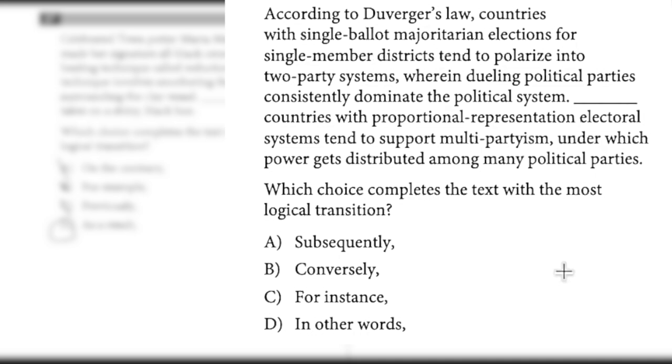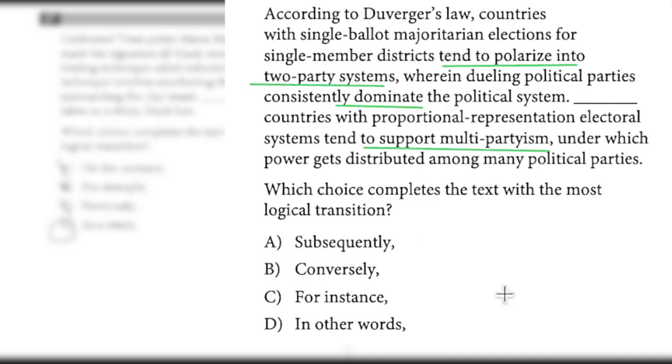Duverger's law: countries with a single ballot majoritarian elections for single member districts tend to polarize. According to this, these parties tend to, I'm focusing on the meat and potatoes here, at least what I see as the meat and potatoes, polarize into two-party systems, wherein dueling political systems constantly dominate. So basically, you have all these two-party systems that dominate. Countries with proportional representation electoral systems, these other systems, tend to support multi-partyism.